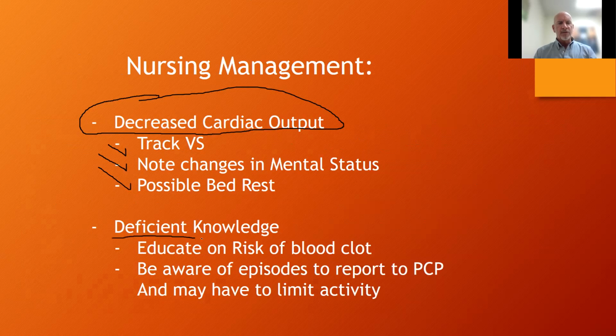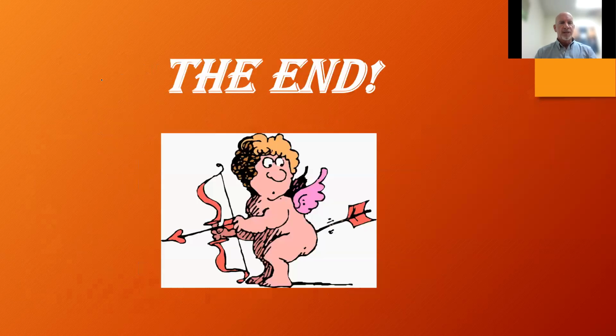And deficient knowledge. We need to educate them on why they could wind up getting a blood clot because of their atrial fib, and why it's important that they take their anticoagulant medicine. They also want to be sure to let their doctor know, especially if, like me, you have intermittent periods of AFib. You want to keep your doctor posted so they know if your anti-dysrhythmic drug is working effectively or not. I think that's all I got.